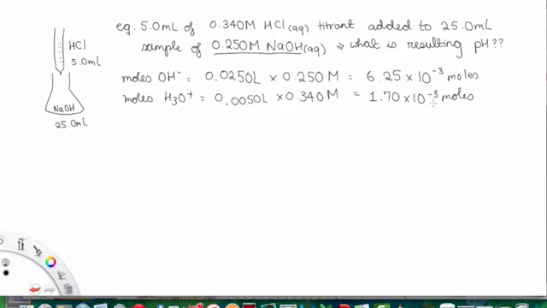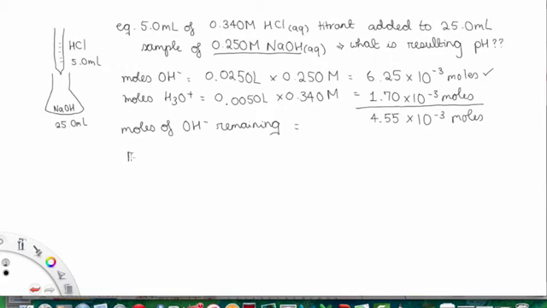So after this titration occurs, the moles of OH minus remaining, since you can see that the number of moles of OH minus is greater than the number of moles of H3O+, we just subtract the two and end up with 4.55 times 10 to the power of -3 moles. The final volume that we reached when we added 5 milliliters into 25 milliliters is 30 milliliters.